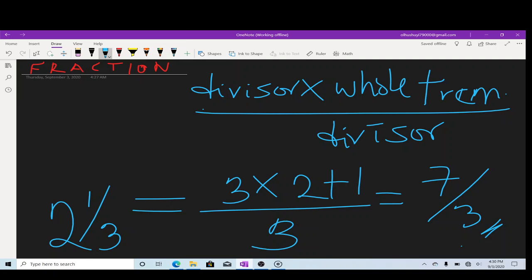If we should change back to mixed number, we are going to be having this back. So that is the method of changing from improper to mixed fraction, or mixed numbers, then mixed numbers back to improper fraction.